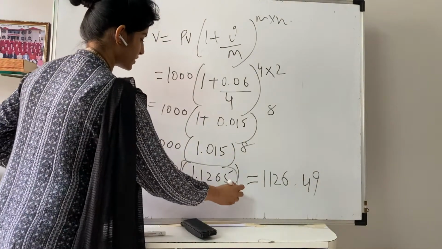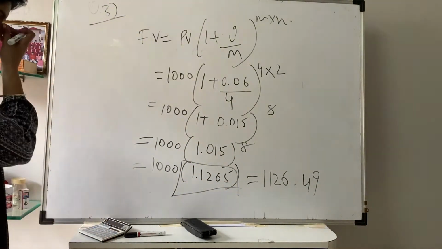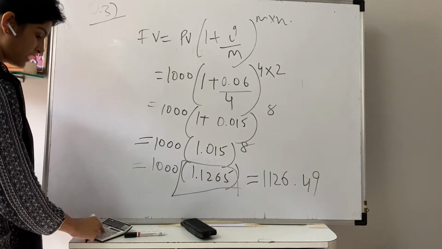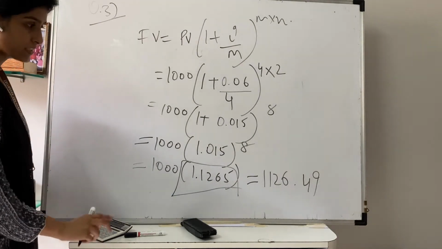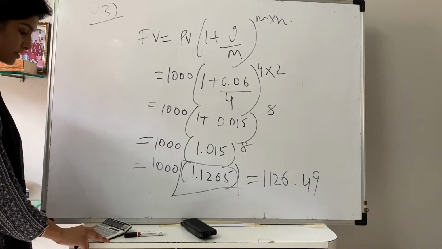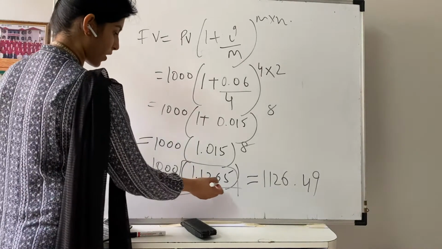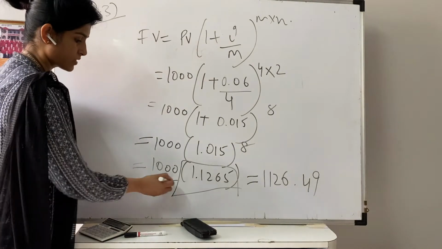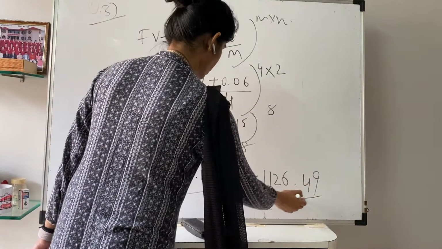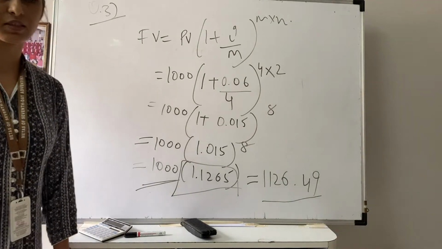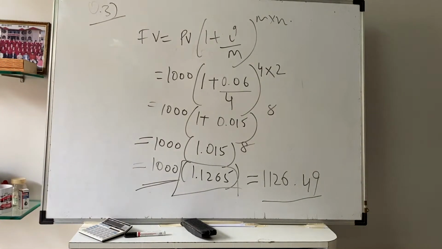This 1.1265. Take your calculator. 1.015 into 1. Press equal to 8 times. 1, 2, 3, 4, 5, 6, 7, 8. You will get 1.1265, which you need to multiply with 1000, and you will get 1126.5 or 1126.49. This is your value of future value in rupees.